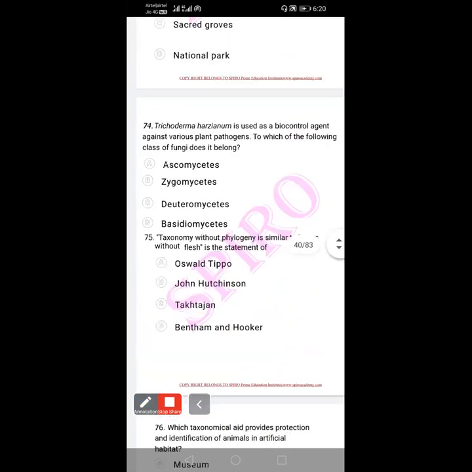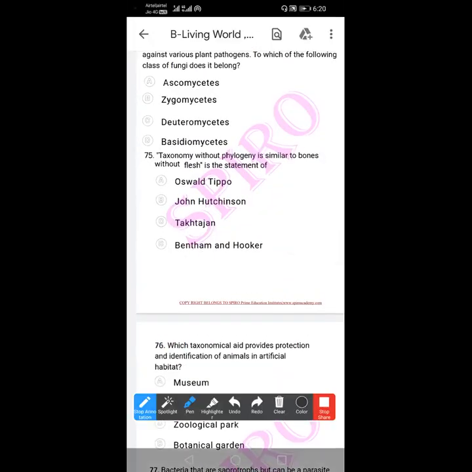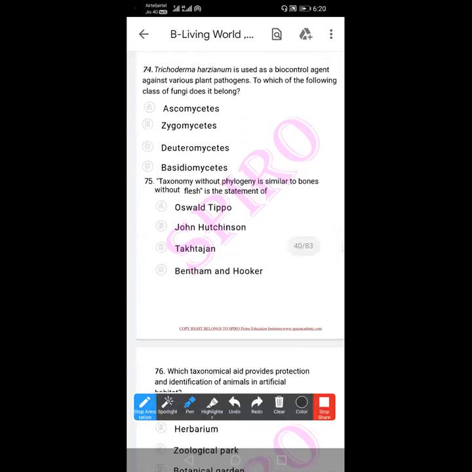So question number 74. Trichoderma is used as a biocontrol agent against various plant pathogens. To which of the following classes of fungi does it belong? Trichoderma belongs to the deuteromycetes group. We call this the imperfect fungi. So the correct option is deuteromycetes.